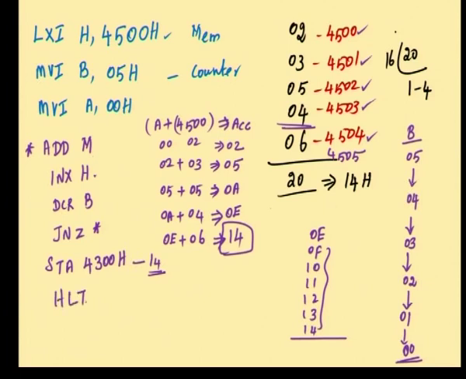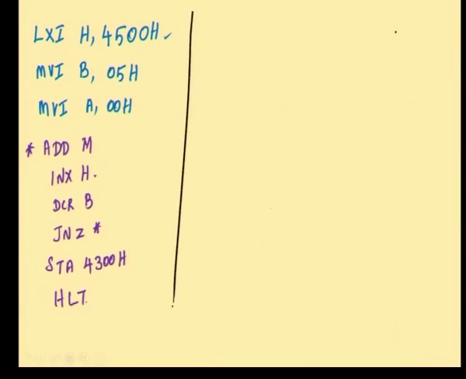So this is a program to add 5 numbers. In the 4500 location you give any 5 numbers, run this program, and it automatically generates the answer, but keep in mind every digit to be added is in hexadecimal. So before using the kit we have to convert this program into opcode.